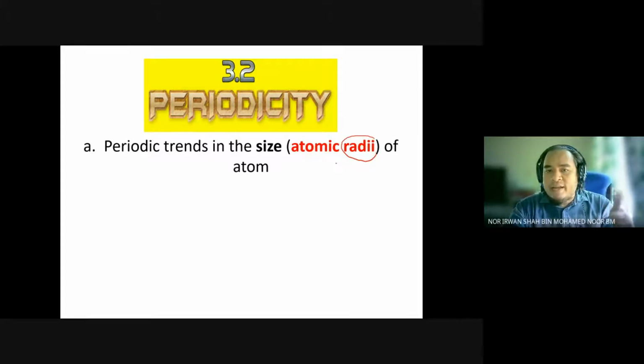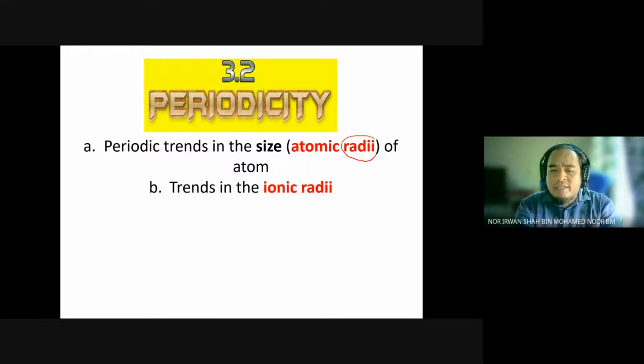Okay, jadi the first trend, guys, this is what we are going to look at. The size of atom. So meaning that what you guys are going to study is what happened to this atomic size as we move across a period, for example, or what happened to this atomic size if we move down the group, from the top of the group to the bottom of the group. What happened to the size? Is the size of atom getting bigger or is it getting smaller? So that is the first trend that you guys are going to learn.